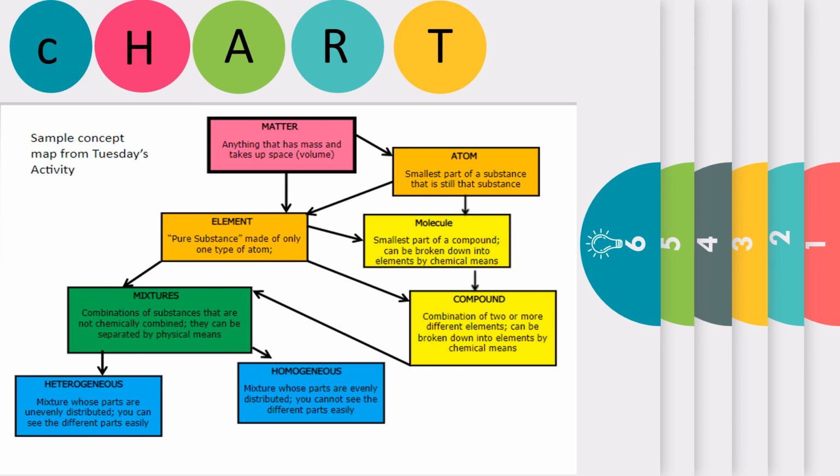The heterogeneous is a mixture whose parts are unevenly distributed. You can see the different parts easily. Homogeneous, it's a mixture whose parts are evenly distributed. You cannot see the different parts easily.